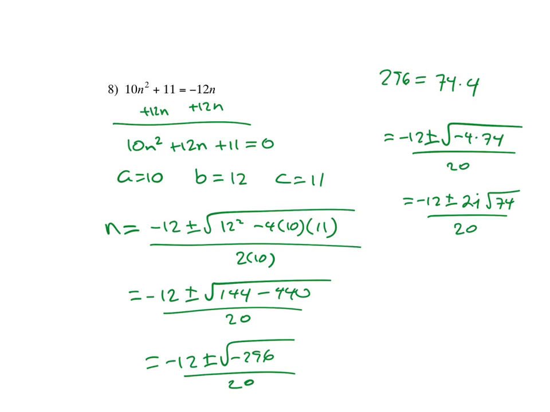Now, as you can see, all of those numbers have a common factor of 2. So that means that I can simplify it right there. So this is equal to negative 6 plus or minus i square root of 74 divided by 10. And that's it. So n equals that.